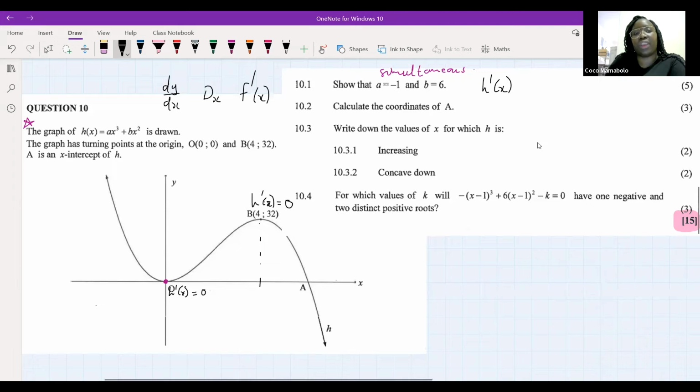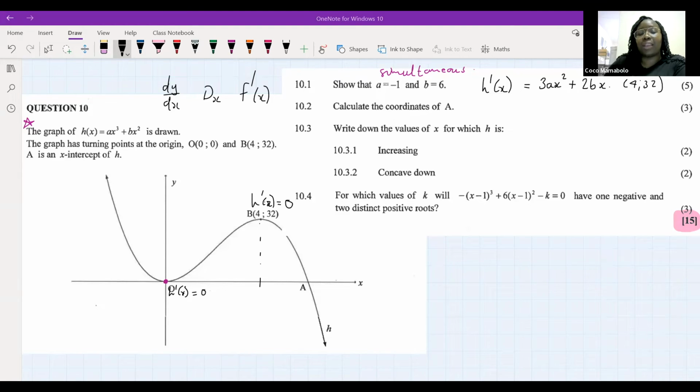The derivative of h of x is going to give us 3ax squared plus 2bx, right? So to make equation 1, we are going to start by substituting in the point (4, 32). Just want to make sure I'm not lying to you guys. Okay, yes, I am lying. Don't listen to what I have to say.